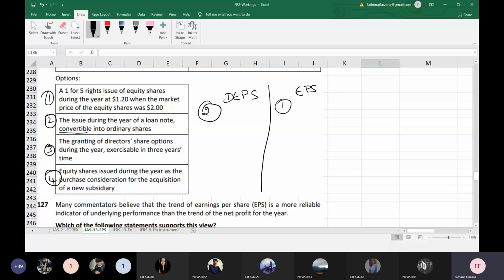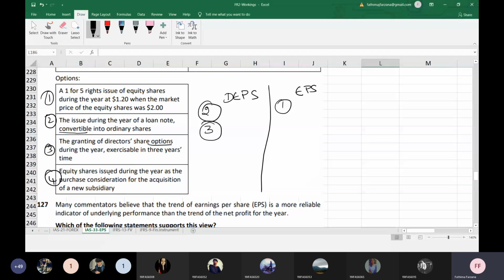Number 3, the granting of directors' share options during the year exercisable in 3 years' time. What is it? Diluted earnings per share. Better. Why? Because options are here, and the convertible exercise after 3 years, some futuristic aspect is there.